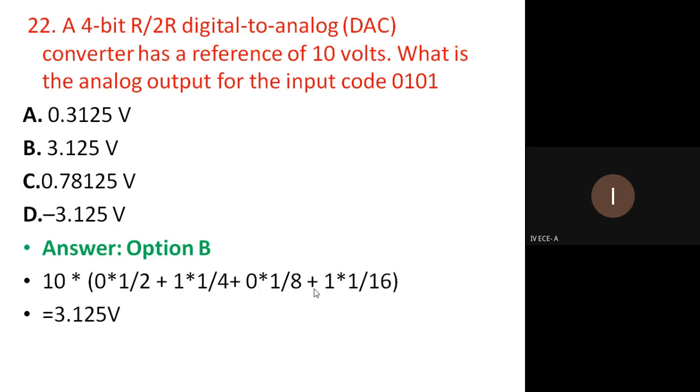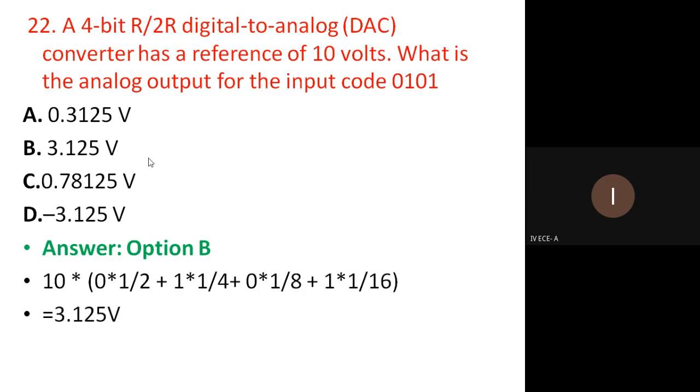Then question number 22. A 4-bit R-2R DAC converter has a reference of 10 volts. What is the analog voltage for an input code 0101? There are four options: 0.3125 volts, 3.125 volts, 0.78125 volts, D, minus 3.125 volts.